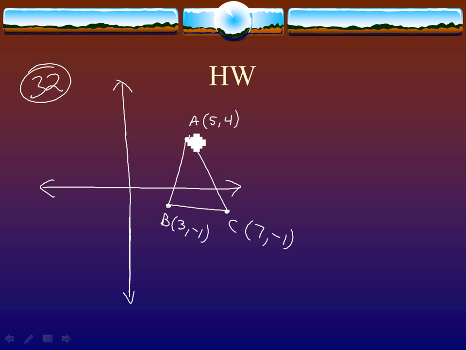They want us to find the length of each side. So we're going to find the length of AB, BC, and AC. We're going to find all those lengths. Then they want us to give the triangle a name according to those lengths. The easiest side to find is which one of these three? BC. What's special about BC?